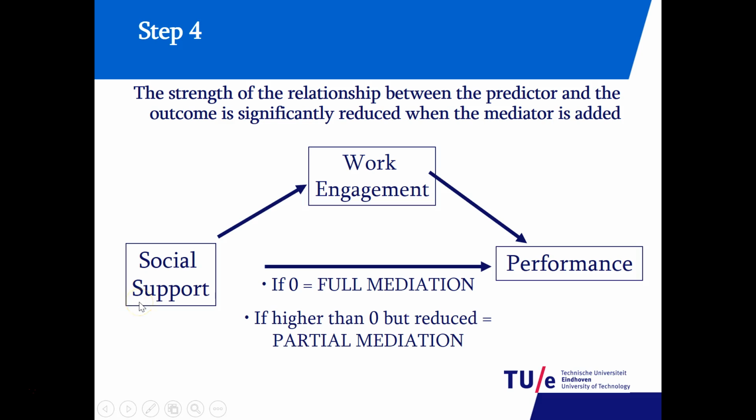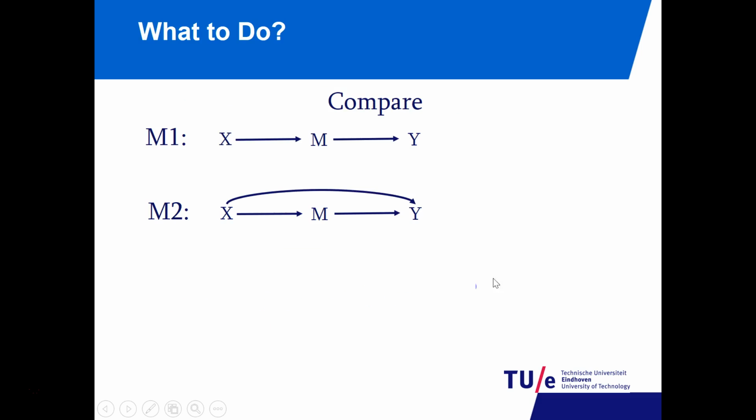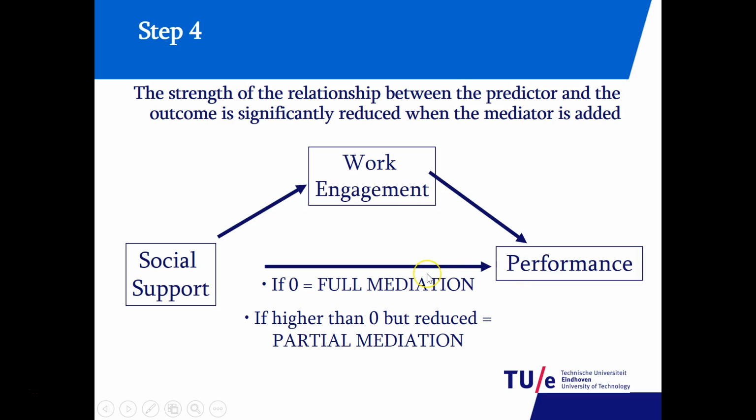And so actually we talk about full mediation when the direct effect from social support to performance turns insignificant when including the mediator into the model. But you can also have a situation where social support still has a direct effect on performance, but this direct effect is reduced by introducing the mediator to the model. And in that case, we talk about partial mediation.